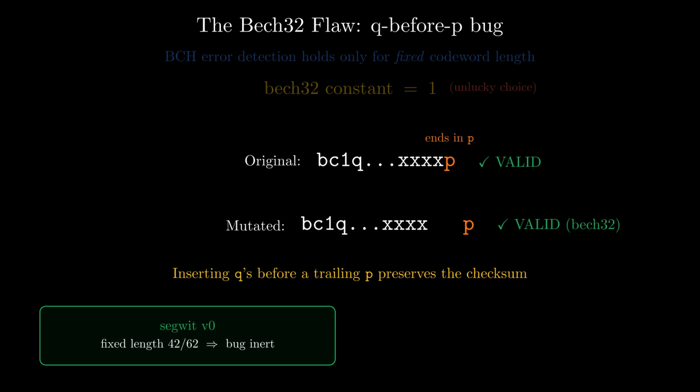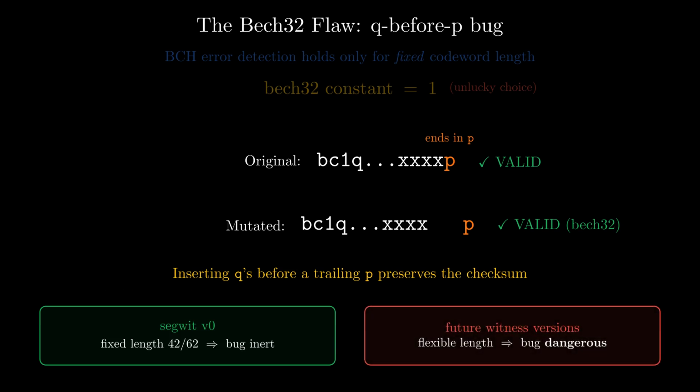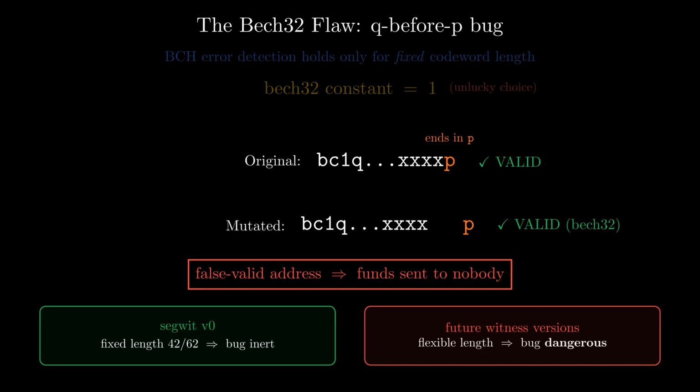Valid addresses had to be exactly 42 or 62 characters, so an attacker needed to inject exactly 20 Qs. The bug never affected real Bitcoin, but future witness versions were allowed flexible lengths. Under those rules, the same trick could silently create false valid addresses. Imagine sending funds to an address that the wallet accepted but that nobody controls. That risk was unacceptable for a format meant to last decades.